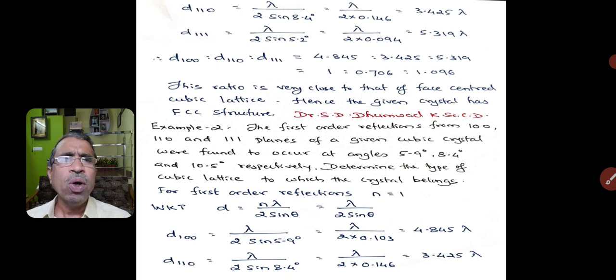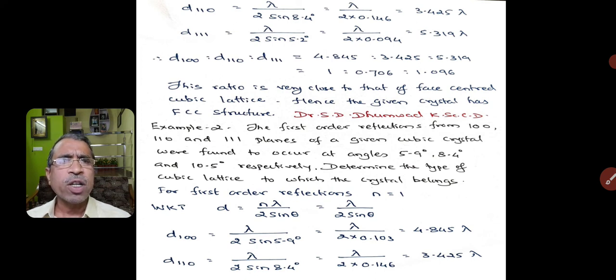This ratio is very close to that of the face-centered cubic lattice given by the theoretical way. Hence, the given crystal has a face-centered cubic structure. This is how the problem is to be solved. Let us take another example similar to this.